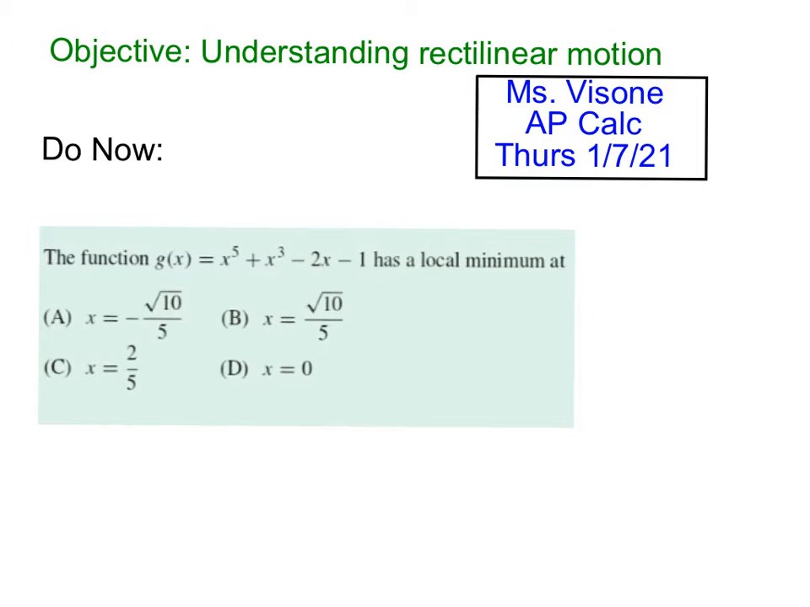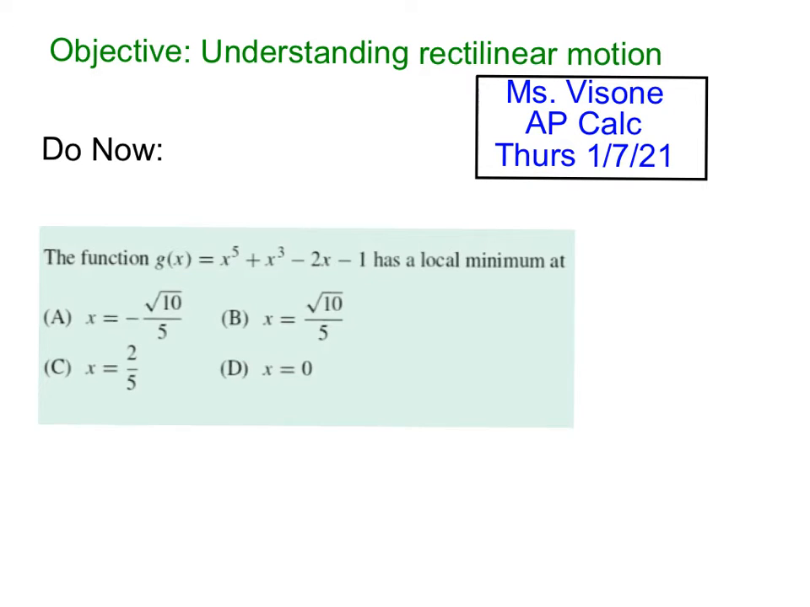Hey everyone, so today we are going to continue with rectilinear motion. Remember, we've talked about this a couple times. We hit it a few different times throughout the year. So that's the idea of position, velocity, and acceleration and their relationship. Alright, so I want you to pause the video and try this practice AP problem.